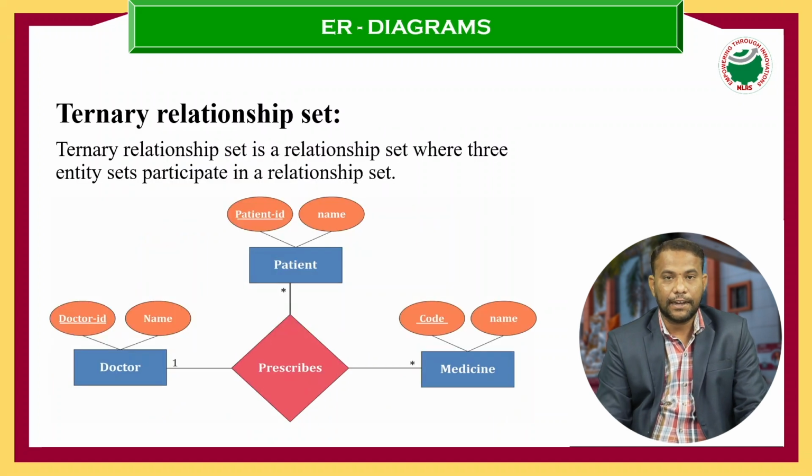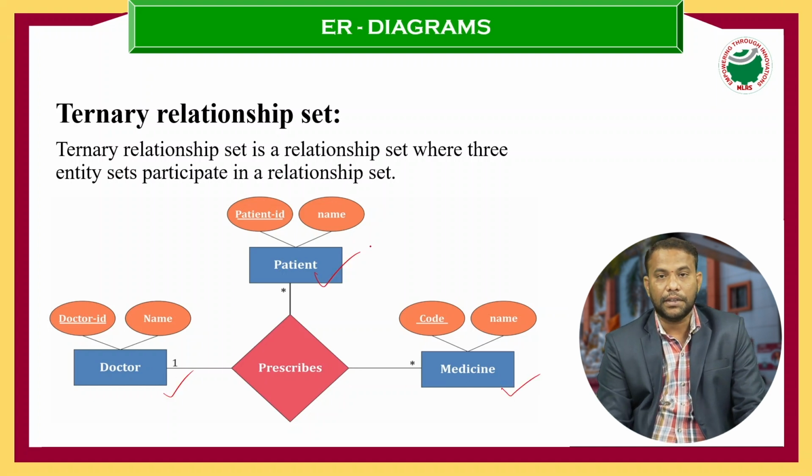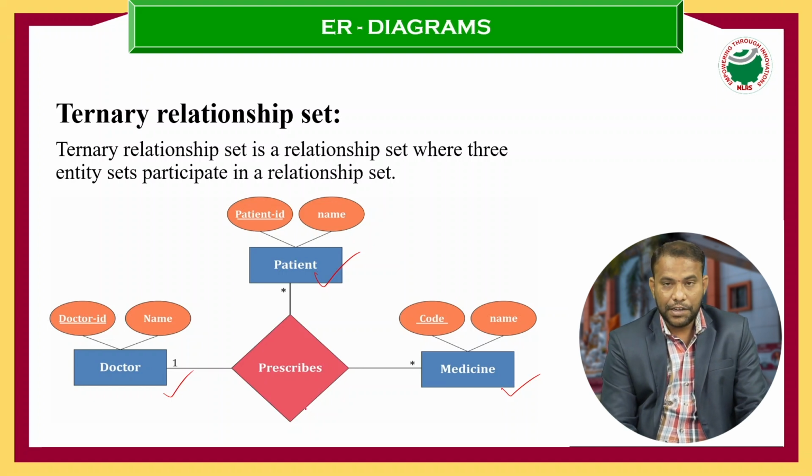Last one, ternary relationship set. In a ternary relationship set, three entities participate in a single relation. Okay. See, if you take doctor, medicine, and patient, these are the three entities we have. These three entities are combined in a relation between them by using prescribes. This type of example is called a ternary relationship set because patient, doctor, and medicine are connected by the relation to these three entities.